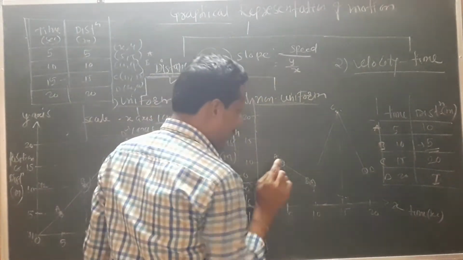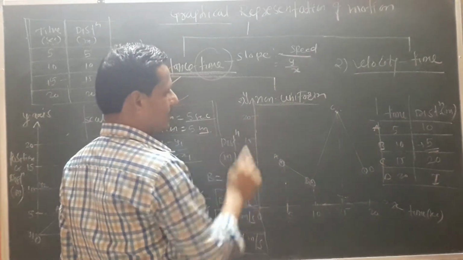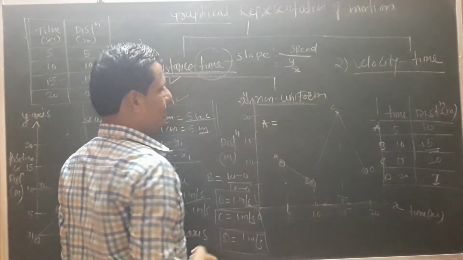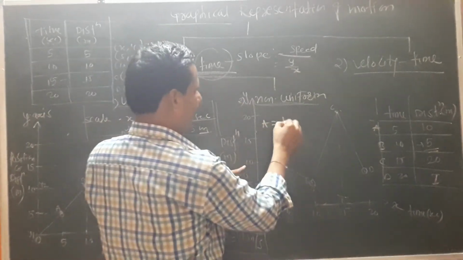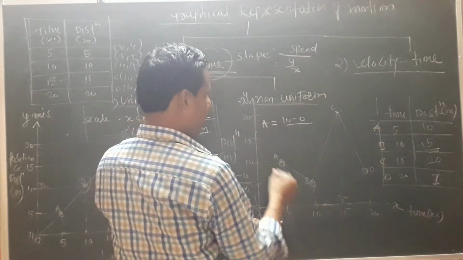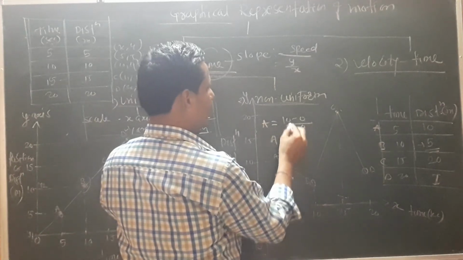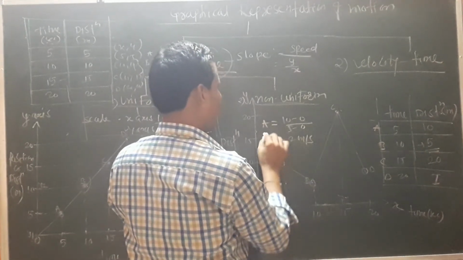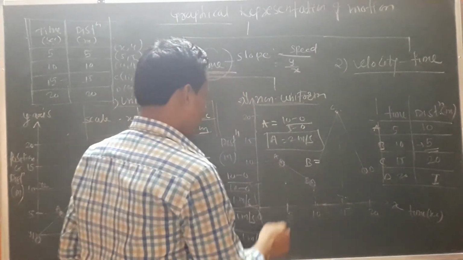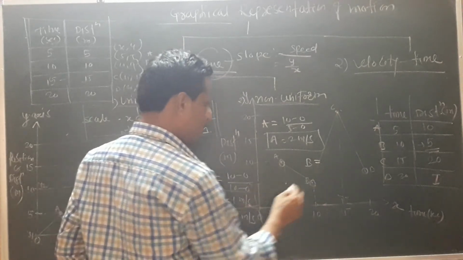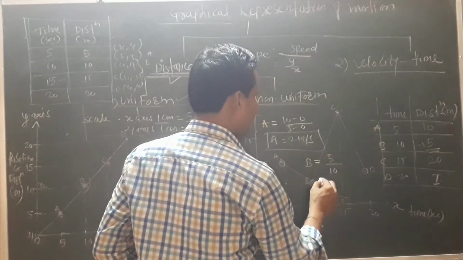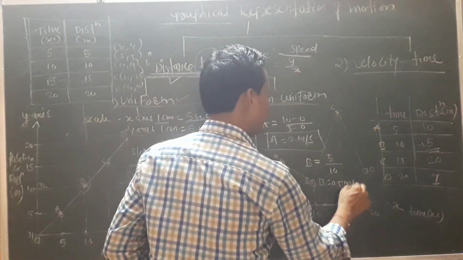So now, again it is a distance-time graph, so I want to find out the speed at point A. At point A, the distance covered is y2 10, y1 0, x2 5, x1 0. So for A it gets 10/5, 2 meter per second. Okay. Now at point B, 5 minus 0 upon x2, 10 minus 0, 5 upon 10, that is 0.5 meter per second.